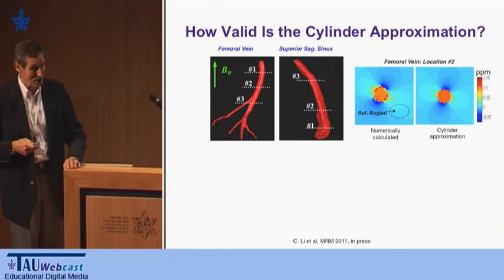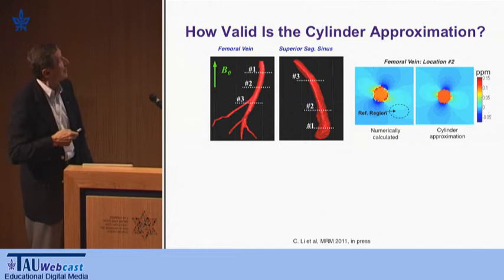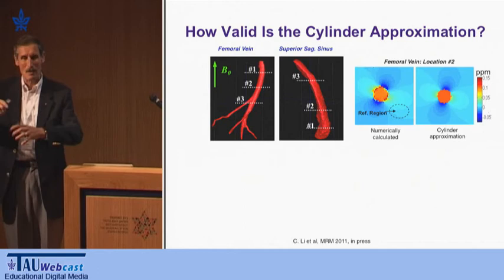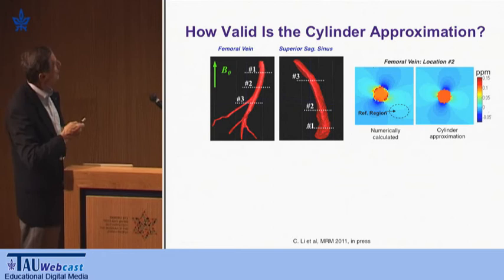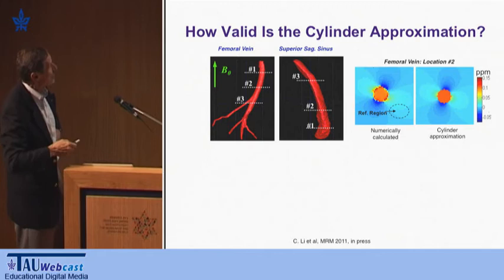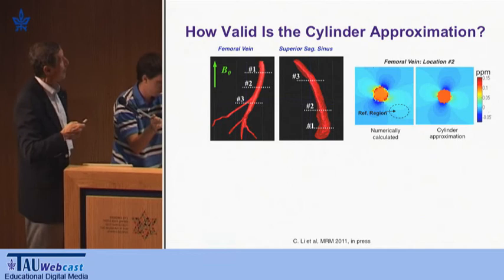There are some other concerns. Well, vessels are usually not exactly cylindrical. There are branches, and there is tapering. And for this purpose, we examined, for example, the femoral vein and the superior sagittal sinus. This one has a sort of triangular cross-section. And here we have significant tapering and branching.